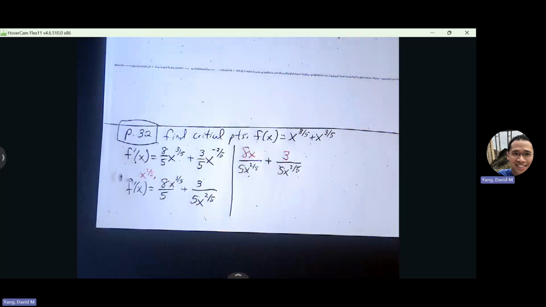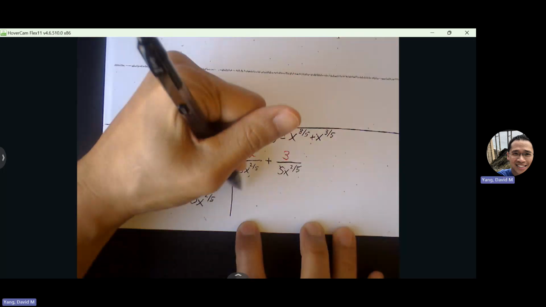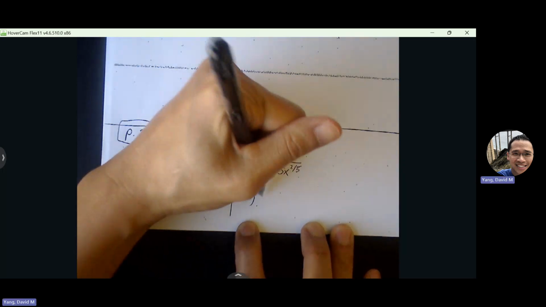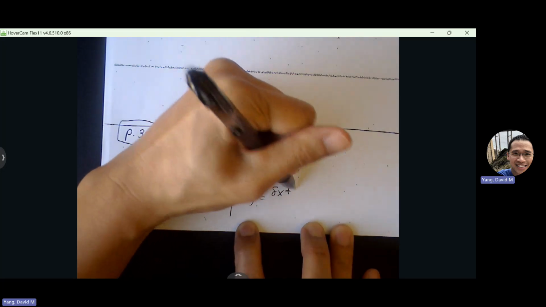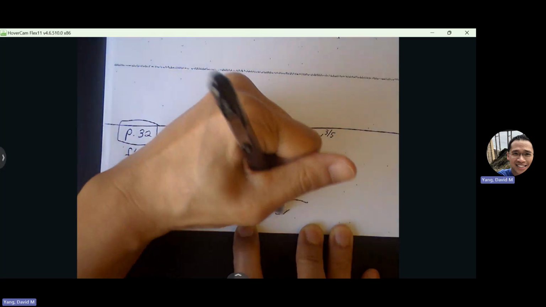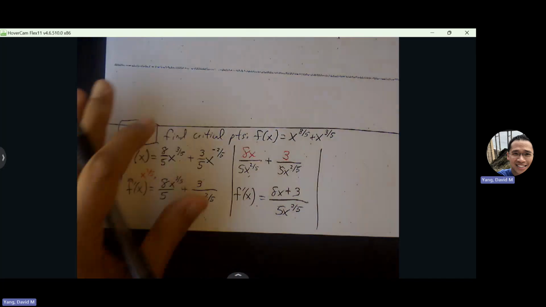Yeah. So now that I have common denominators, I can cleanly get them into the same fraction. And once they're under the same fraction, then I can set both top and bottom equal to 0, and then I can find my critical points. And then I'm done.